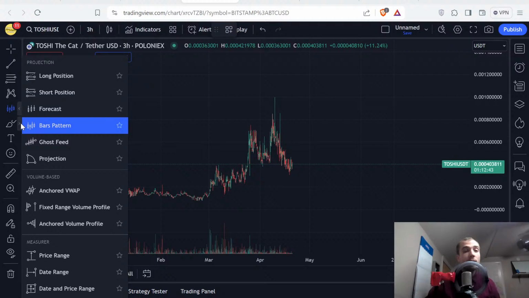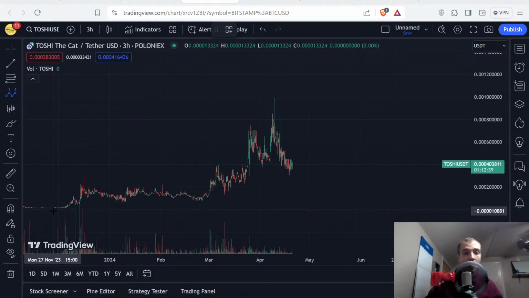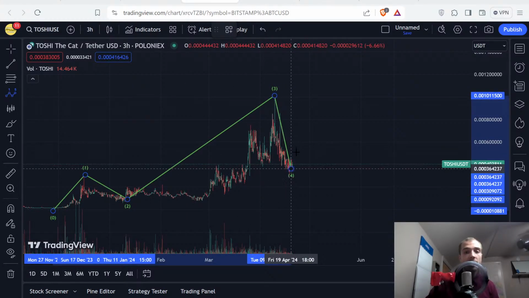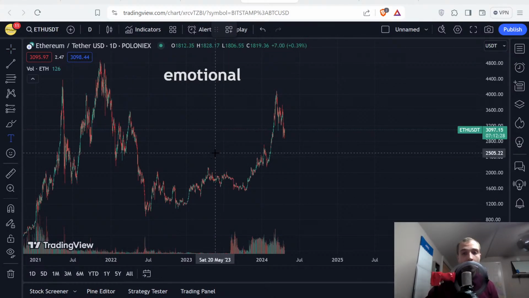But yeah, a lot of these coins are set up for upside. Even this coin. This is some random meme coin, right? Toshi the cat. And it's in wave 3 and 4. Looks like it's going to go for wave 5 here. Just one example. Also, we have Ethereum here.